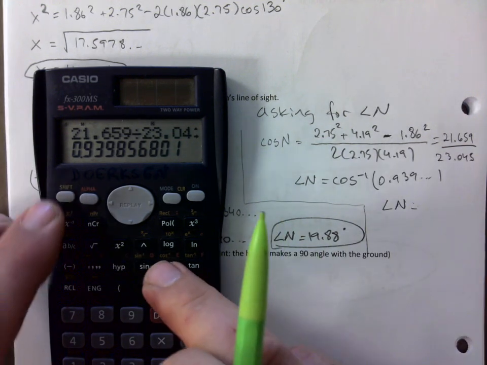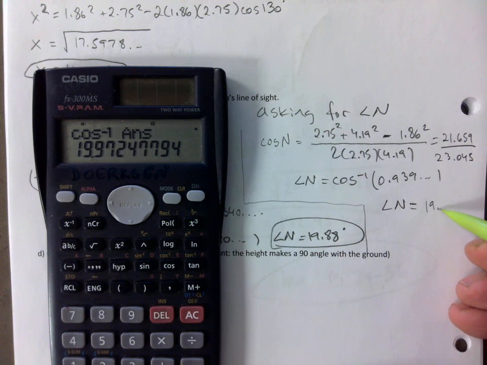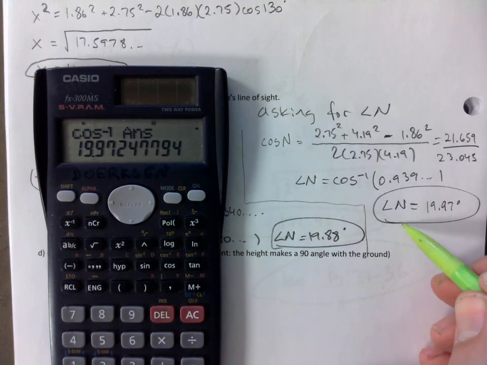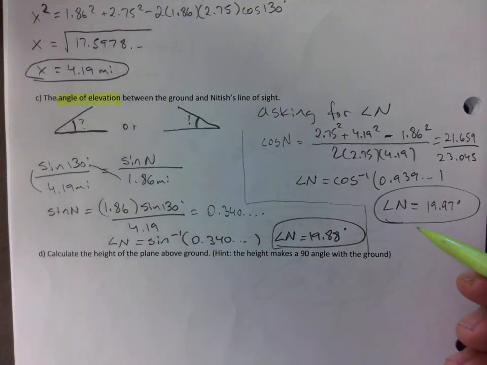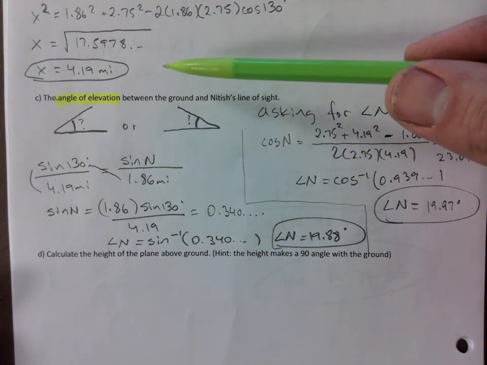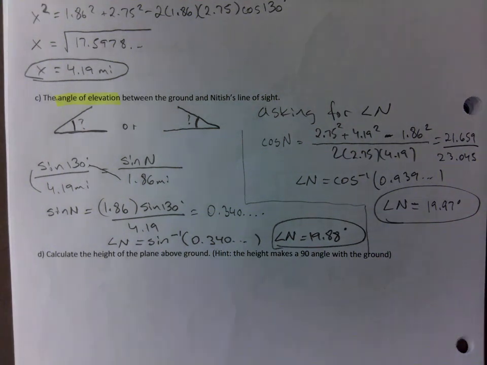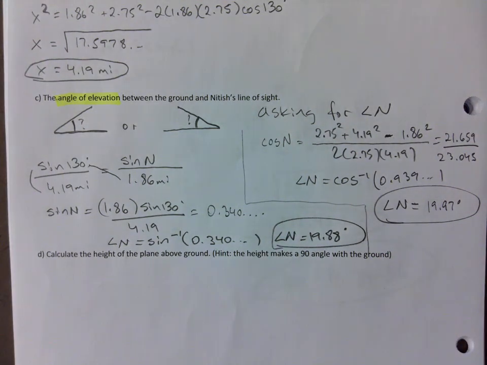Moment of truth. Shift cos equals 19.97. Uh-oh, what happened there? Close enough, that's what I'm going to say. It has to do with rounding. When you found 4.19 up here, you rounded it, and that's going to affect the final answer. Close enough. You will get no marks deducted for doing so.